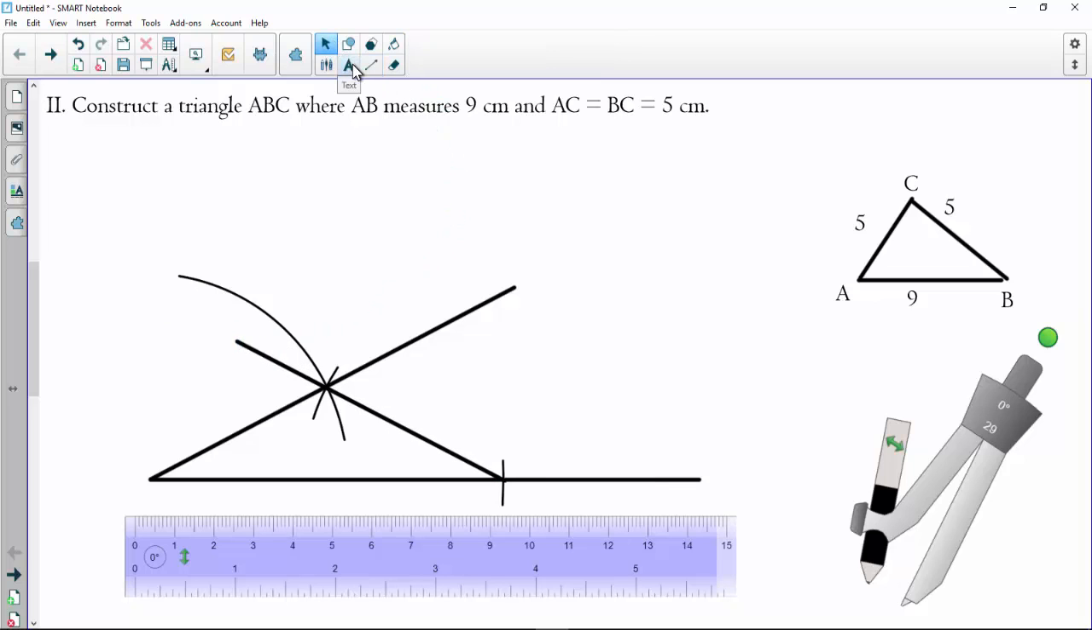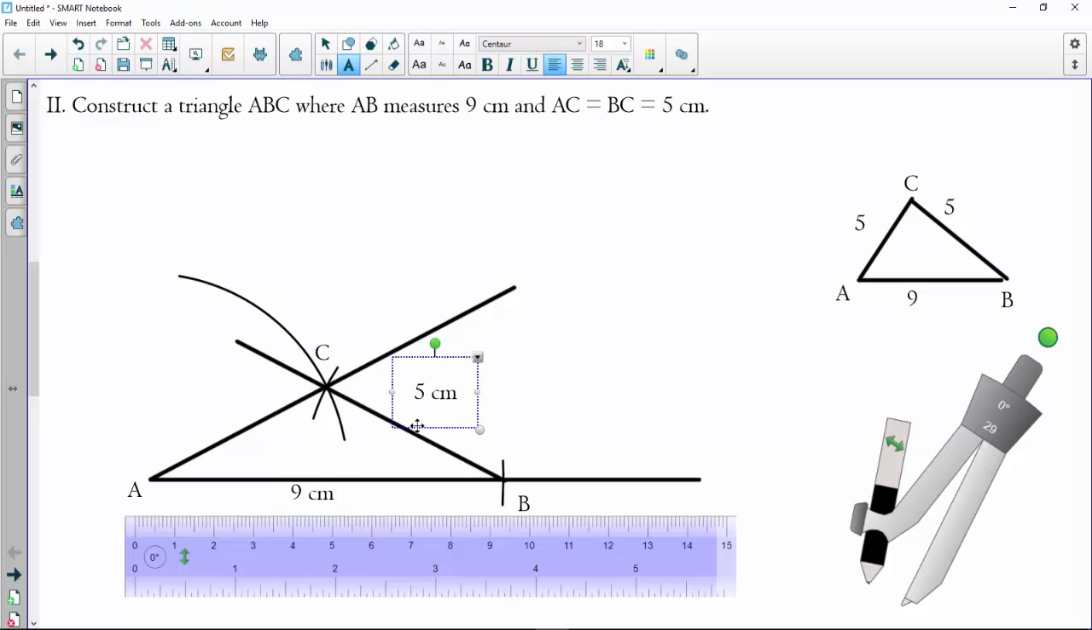Wonderful. And we label the dimensions. Here is A, B, C, 9 centimeters, 5 centimeters, 5 centimeters. There we go. We have just constructed an isosceles triangle.